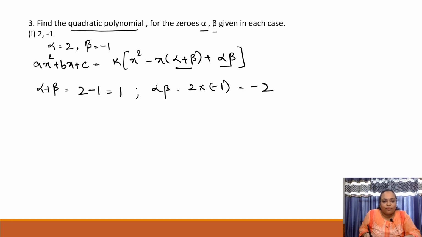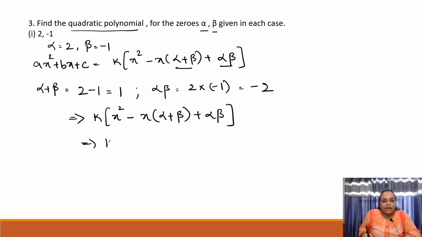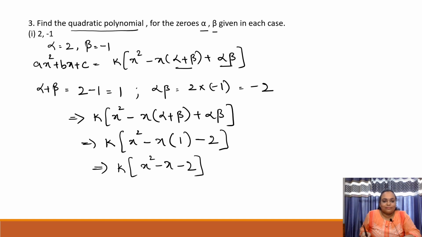Now, let us put in this formula k of x square minus x of alpha plus beta plus alpha beta. K of x square minus x of alpha plus beta is 1 plus alpha beta is minus 2. So, minus 2, which is x square minus x minus 2. Okay. Therefore, x square minus x minus 2 is your quadratic polynomial.